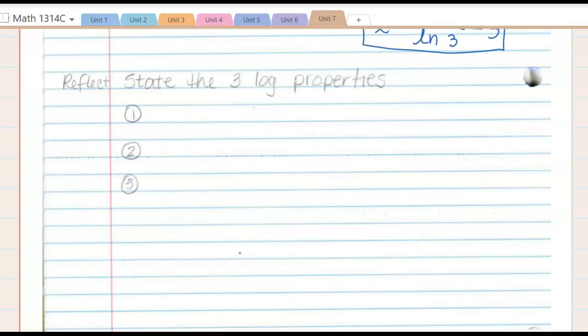Now let's turn our attention to the reflect of the page. After the lecture videos, you should be able to state the 3 log properties. In fact, you should still be able to do that now before the lecture videos, as these were covered in previous videos. That concludes this video.